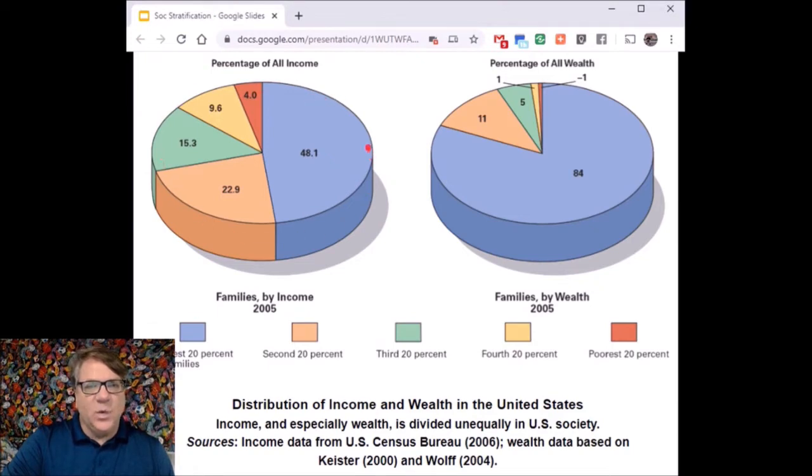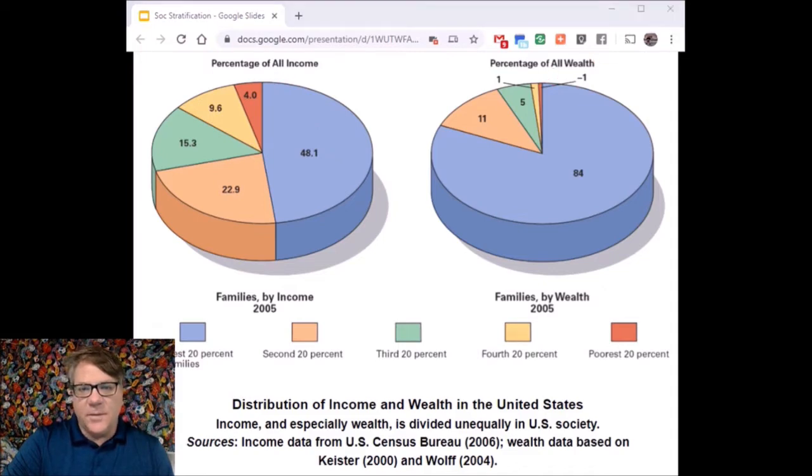So this is what inequality looks like, okay? Because if this was equal, then the pie would have equal slices, right? You'd have 20% times 5 would make it 100% of a pie. And of course, that's not what we have. This is 2005, okay? And you can see the breakout here. Now, there's a big difference between these two pie charts, isn't there? So here you have income, and here you have wealth, okay?